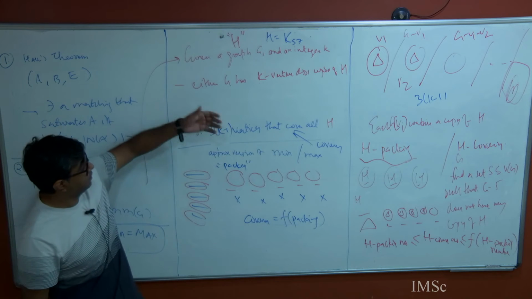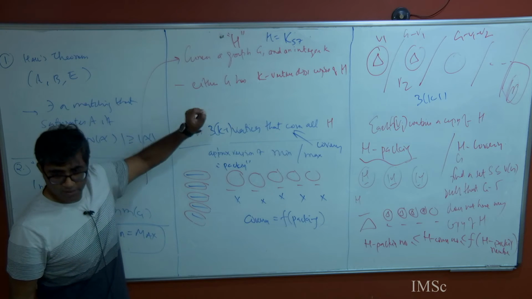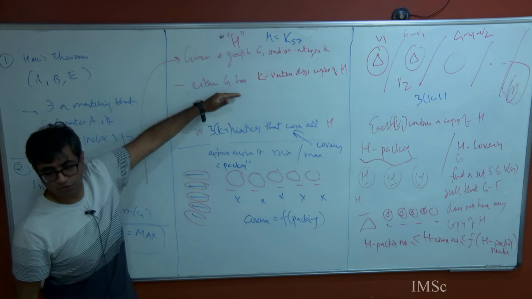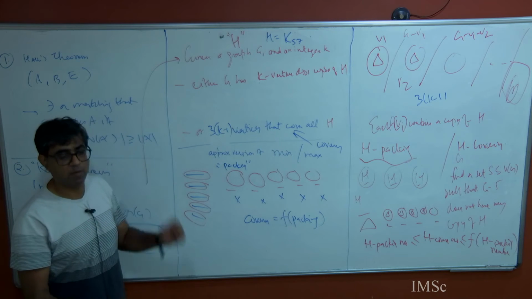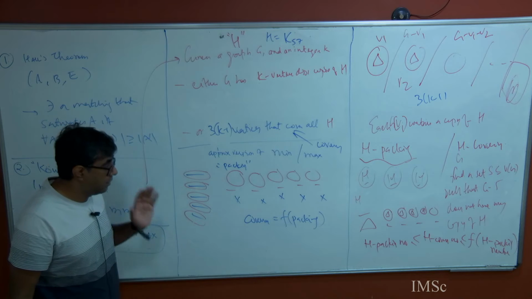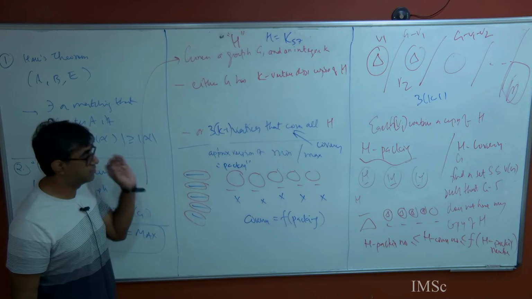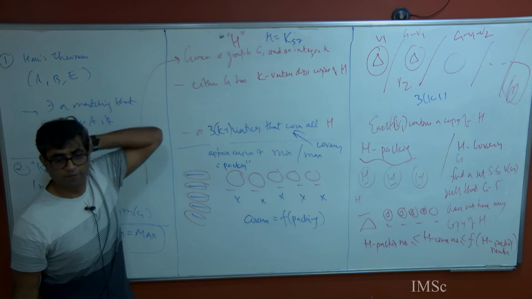So what does it tell us? Basically, given a graph G and integer k, either this statement is true or that statement is true, but one of the statements is always true. And I am not even talking about the computational question, I am just talking about K57. Can I say something?